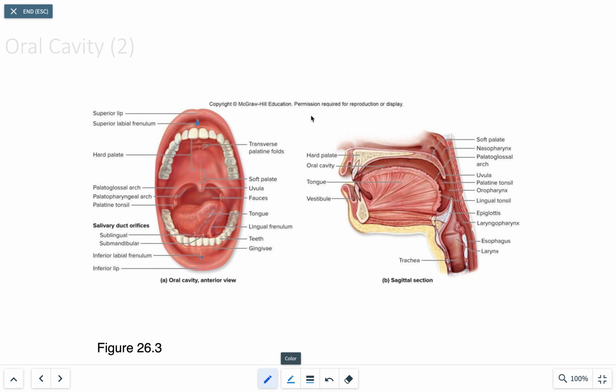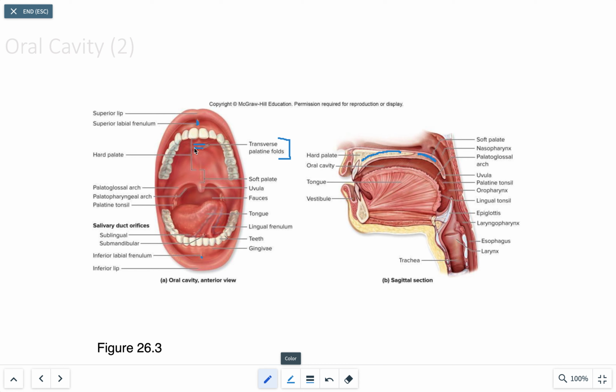The next part we'll talk about is going to be the palate. So you have two palates. The first part, the anterior two-thirds of the upper roof of the mouth, is going to be bone. We consider that to be the hard palate. And then the posterior one-third is going to be more muscular, and this is what we call the soft palate. Another important part are these transverse palatine folds.